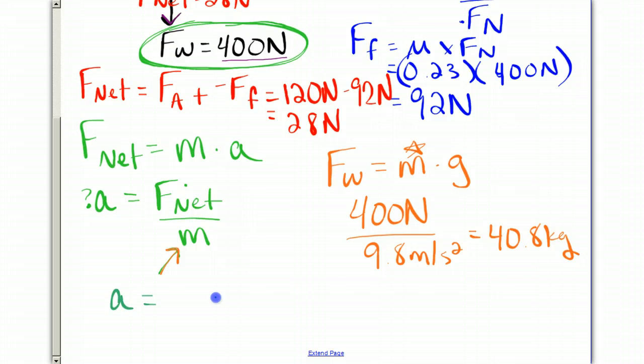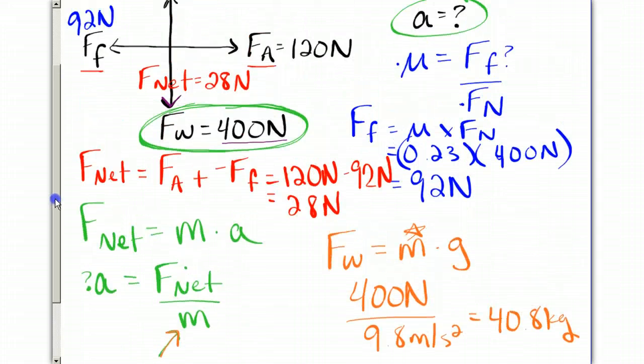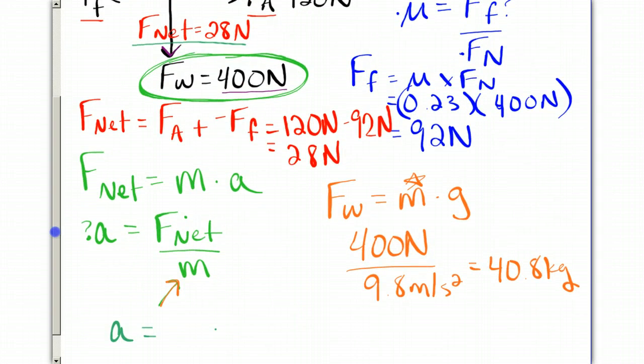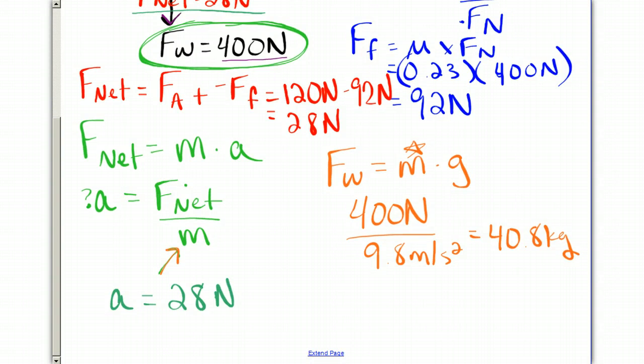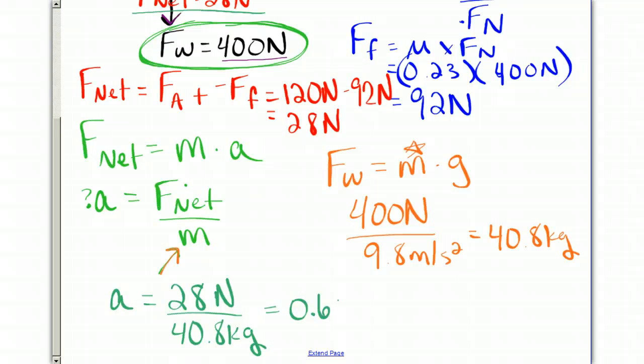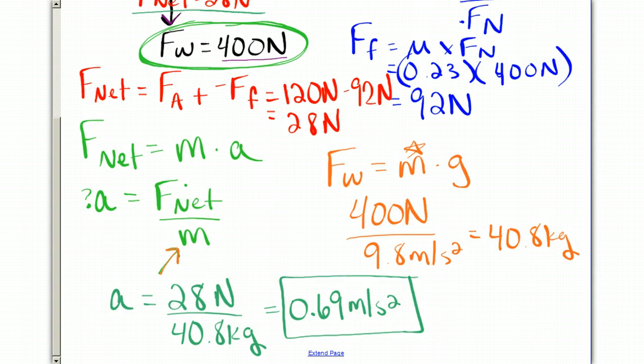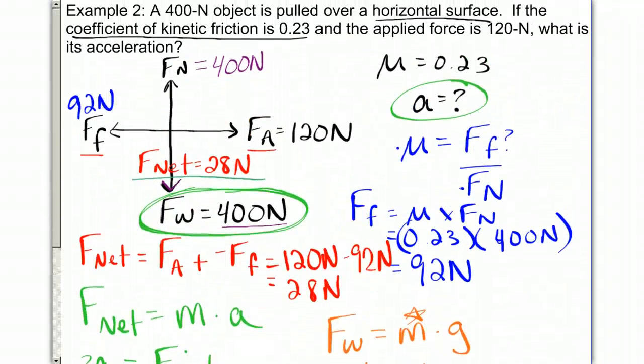Acceleration is going to equal the net force, which if you recall is 28 newtons. So my net force is 28 newtons divided by 40.8 kilograms, which is going to give me 0.69 meters per second squared. That was a lot of steps just to come up with an acceleration. So I'll do a little bit of a recap very briefly.